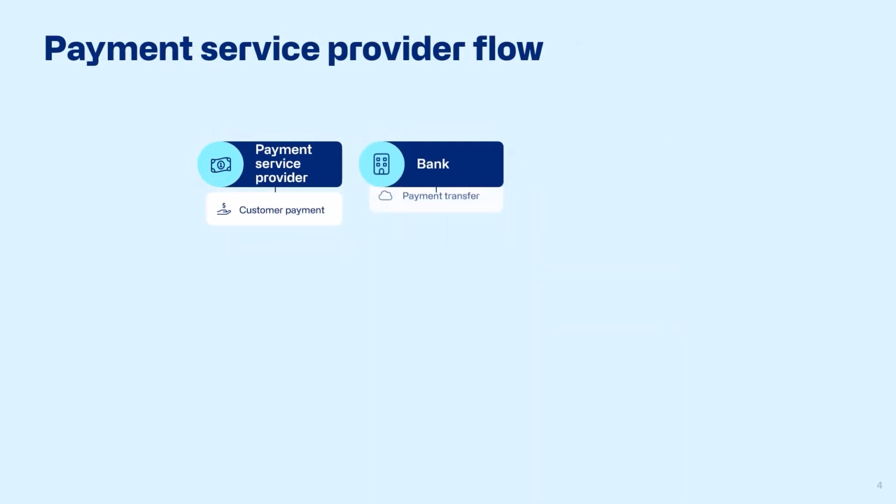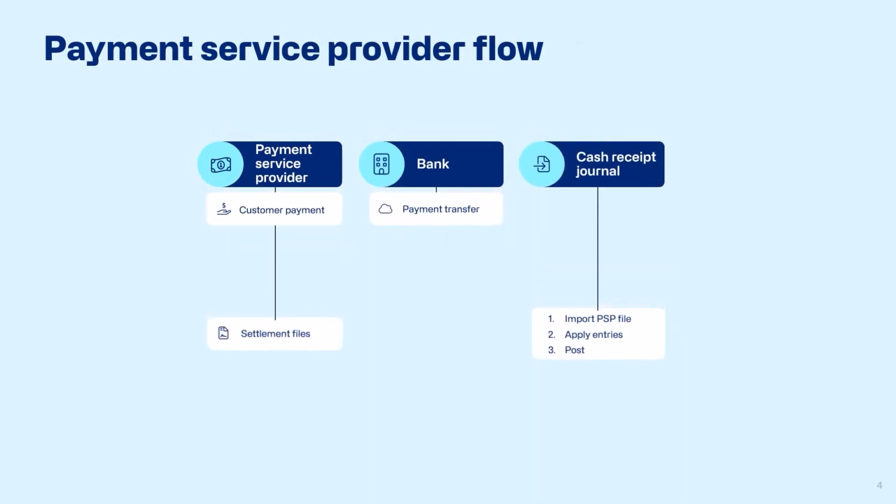The payment service provider sends the sum of the customer payments and all the different transactions to the bank, and then you can download the settlement file and import it directly into the cash receipt journal. The payments are applied, the transaction type set up with deal accounts, and then you can just go ahead and post.